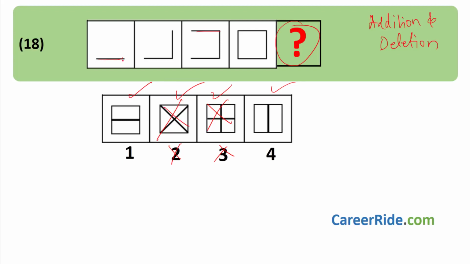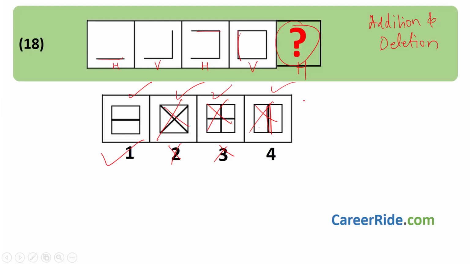We had a horizontal line over here, we added a vertical line, we then added a horizontal line. So we had horizontal, we added vertical, we added horizontal, we added vertical over here. So here we have to add a horizontal line. So this is the answer. This is not the answer because a vertical line is added. Okay, see how easy it is.